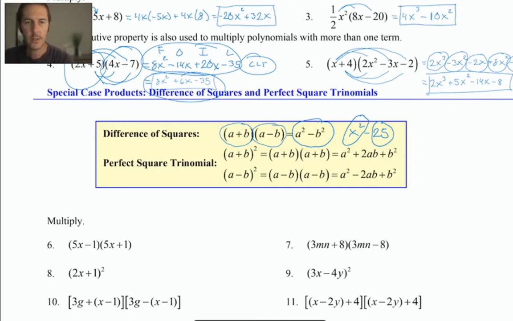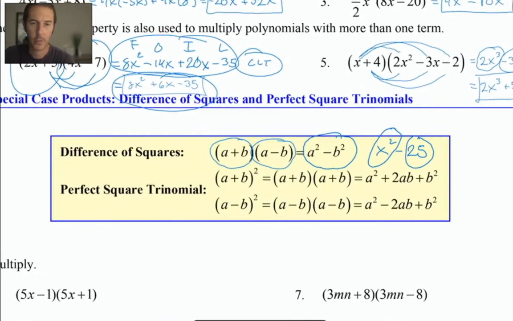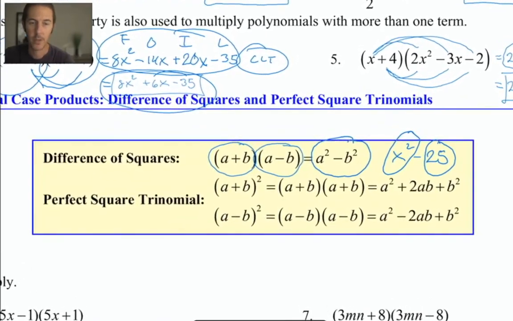So it is unusual that when you take a binomial times a binomial, that you would end up with another binomial like a squared minus b squared. But that's why it's called a special case. It's kind of special that that happens. Another special case is when you take, and I'm going to draw another line through here.